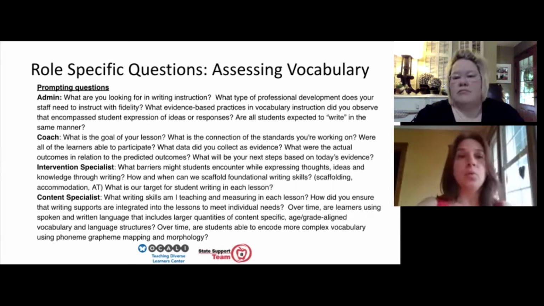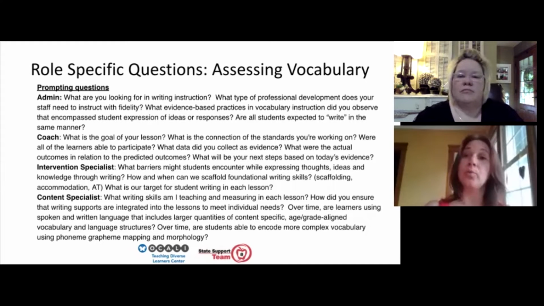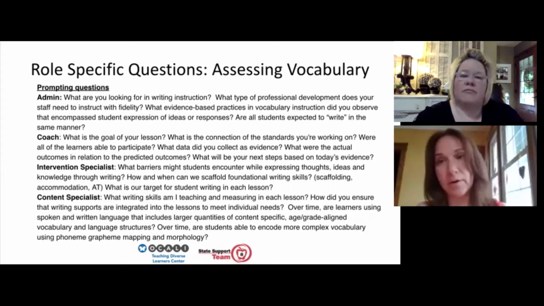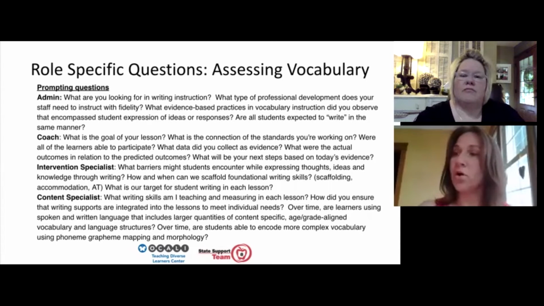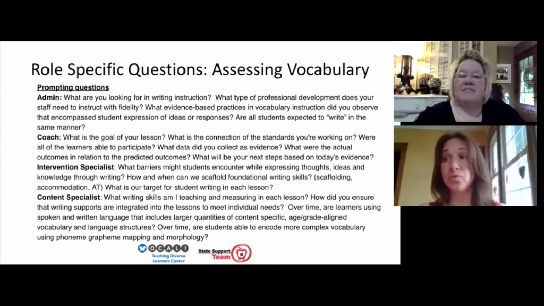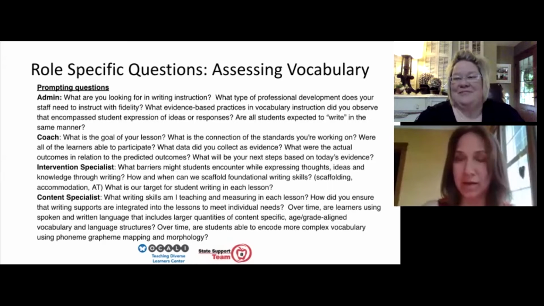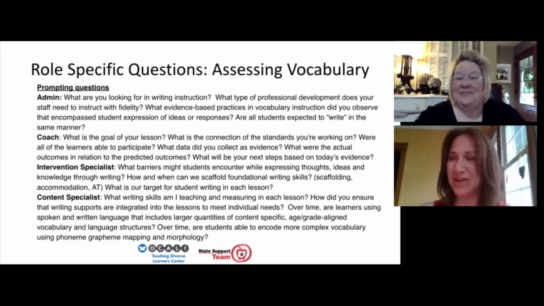So what you are observing in a classroom, did you see evidence-based practices around writing being implemented? That's very important. And are all students expected to write in the same manner? We're going to talk about that one.